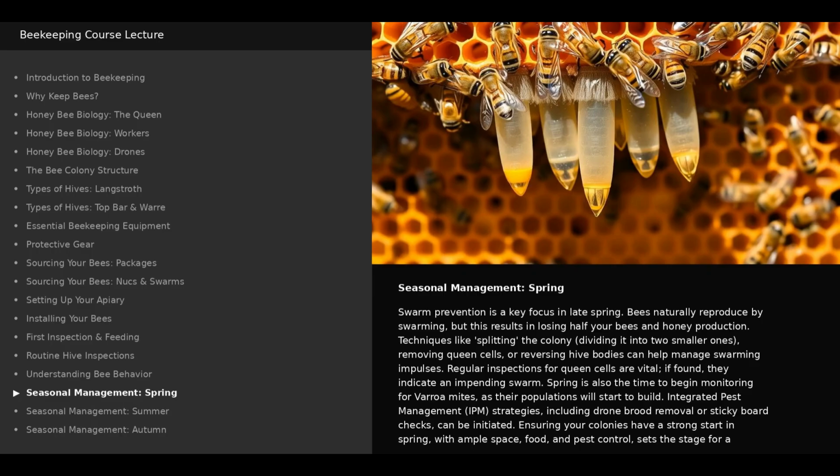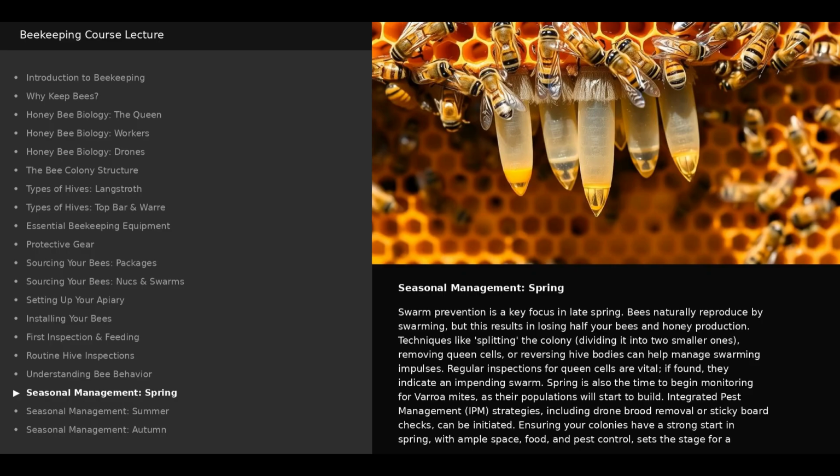manage swarming impulses. Regular inspections of the queen cells are vital. If found, they indicate an impending swarm. Spring is also the time to begin monitoring for varroa mites, as their populations will start to build. Integrated pest management (IPM) strategies, including drone brood removal or sticky board checks, can be initiated.